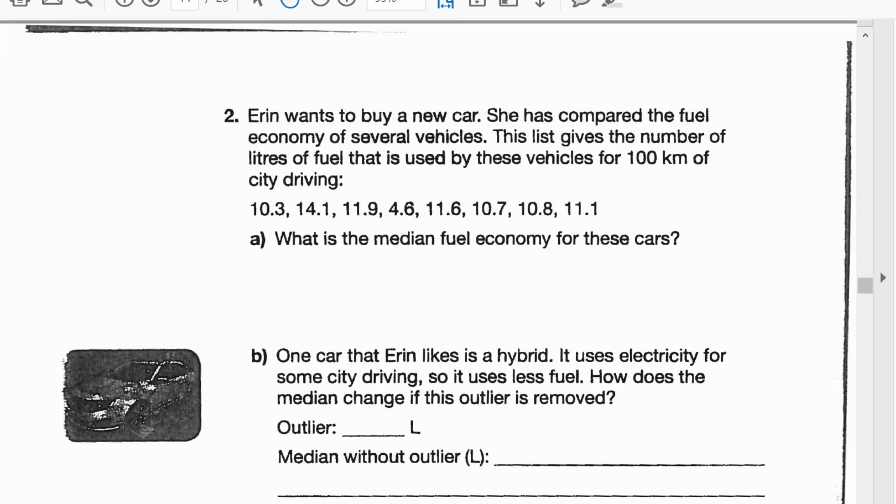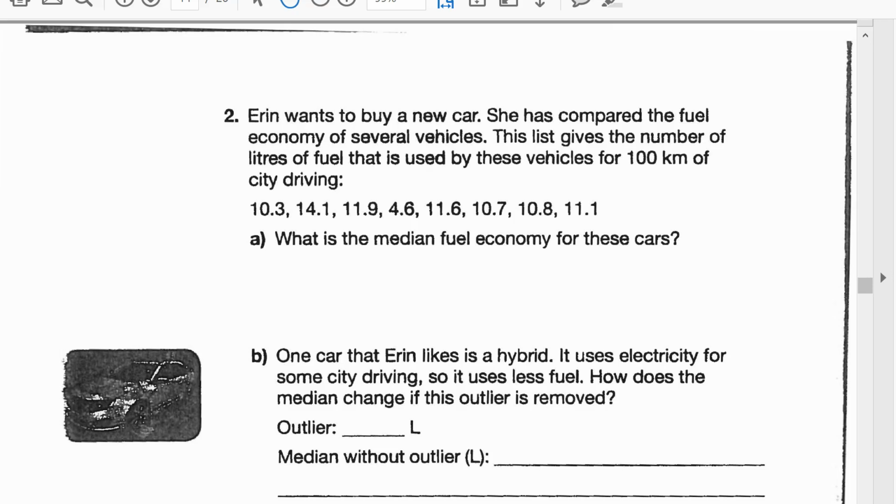Number 2, Erin wants to buy a new car. She has compared the fuel economy of several vehicles. This list gives the number of liters of fuel that is used by these vehicles for 100 kilometers of city driving. Okay, so we have a bunch of those. What is the median fuel economy for these vehicles? Okay, so that's the middle value.